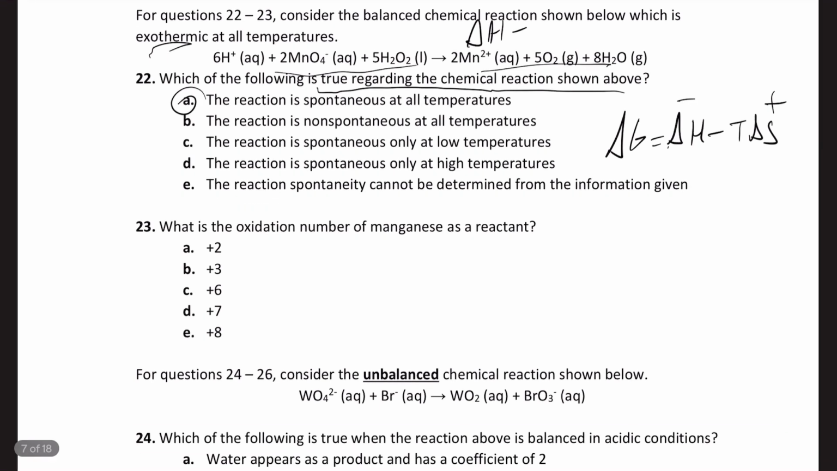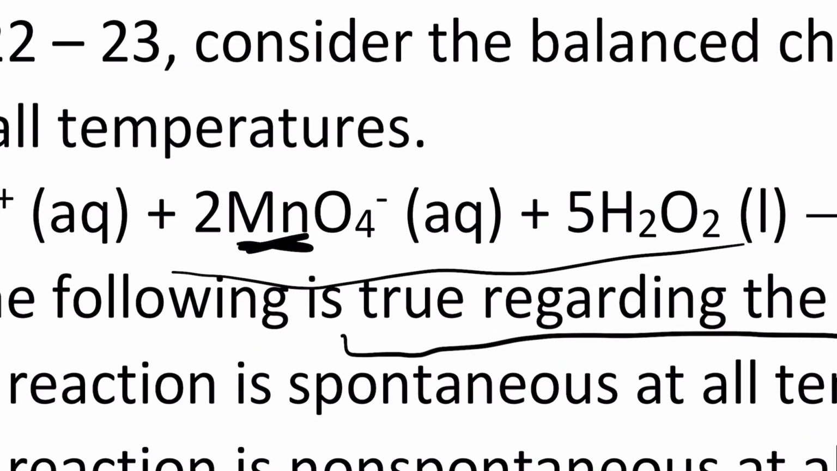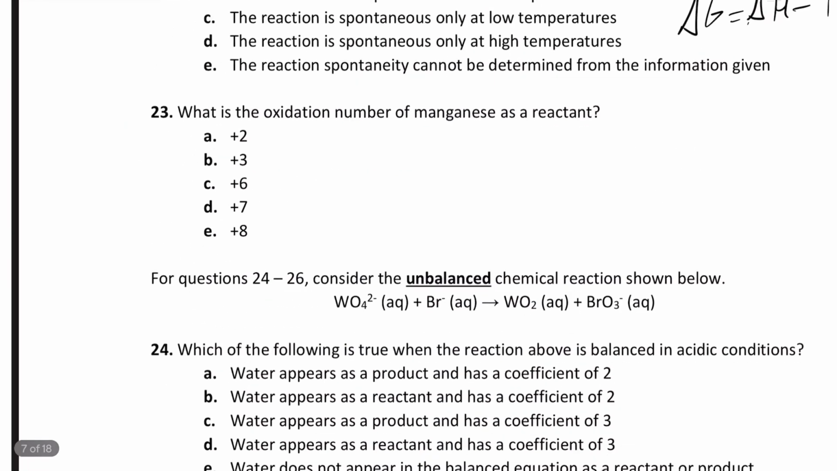What is the oxidation number of manganese as a reactant? So manganese as a reactant right here. Oxygen is -2, so this would be -8 total, and then manganese would have to be +7. So D. Perfect.